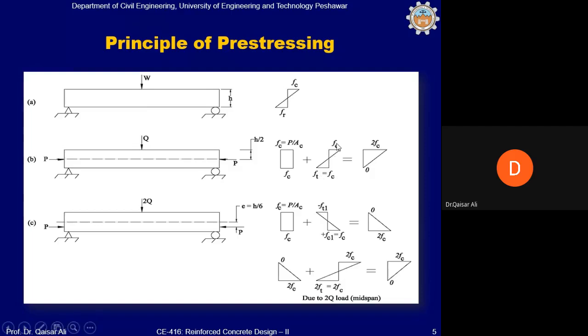Now, what will be the state of stress at the mid-span? The state of stress at the mid-span will be equal to Fc, which is the pre-compression stress existing before, which exists before application of load Q.